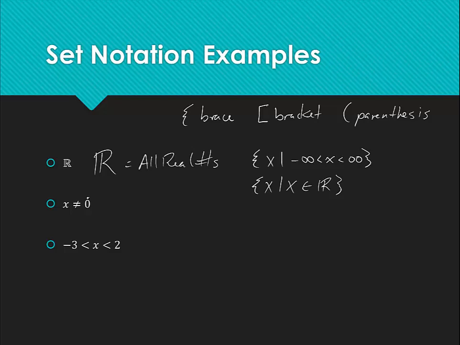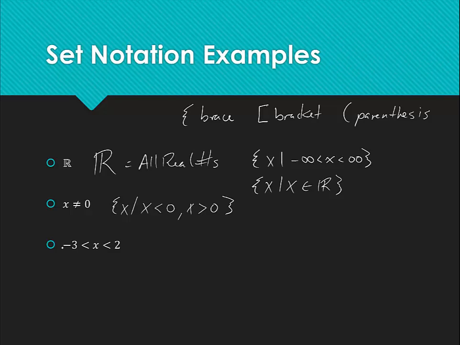Now for this symbol here, x is not equal to 0. In set notation, you write it just like this: open brace x such that. Now, if you have numbers, all numbers except for 0 is what this means. So you would write that as x is less than 0, meaning all numbers between negative infinity and 0, not including 0, and x is greater than 0, meaning all numbers from 0 to positive infinity, not including 0. And that's how you'd write that.